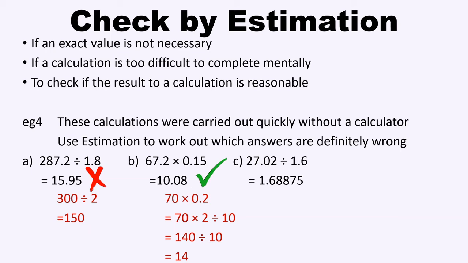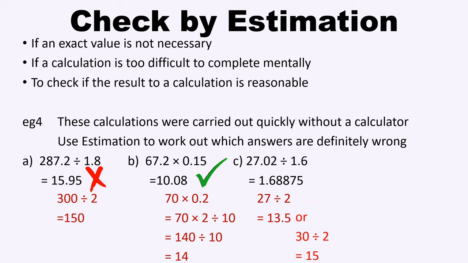Question C, again, is a difficult division with decimal values. But does it make sense that 27.02 divided by 1.6 is 1.68875? Keep in mind that 27.02 is approximately the same as 27, and 1.6 is approximately 2. Half of 27, that's 13.5. Or if you still find it too difficult halving an odd number, we could also say that 27 is approximately 30, so 30 divided by 2, which is of course 15.